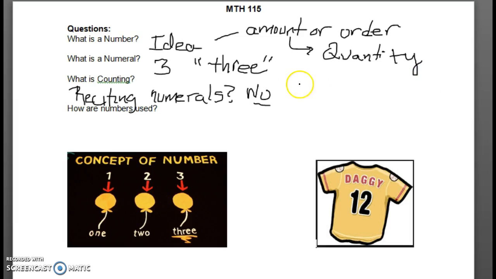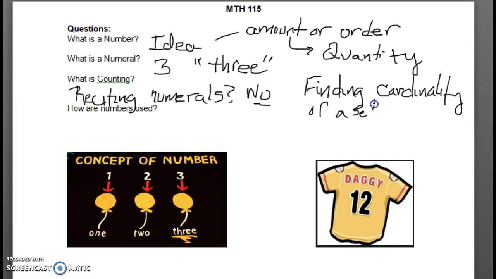So counting means finding the cardinality of a set. The easy word for that is manyness, or how many. So when a child can count, they can answer your question, how many?